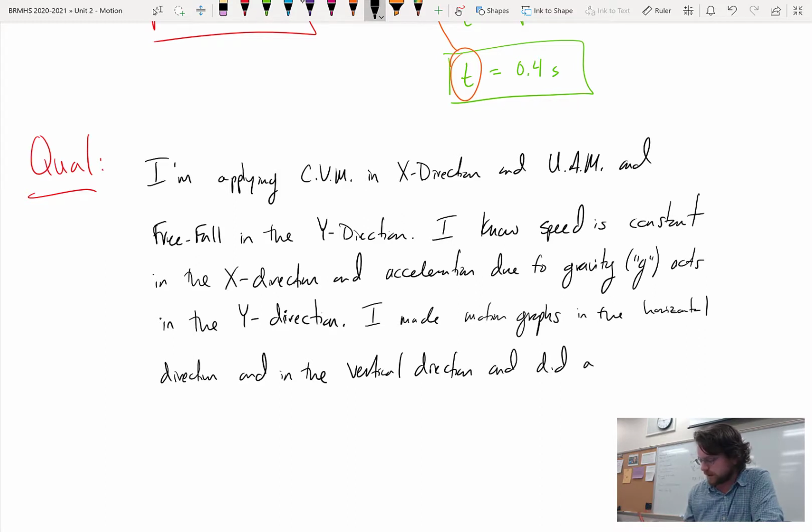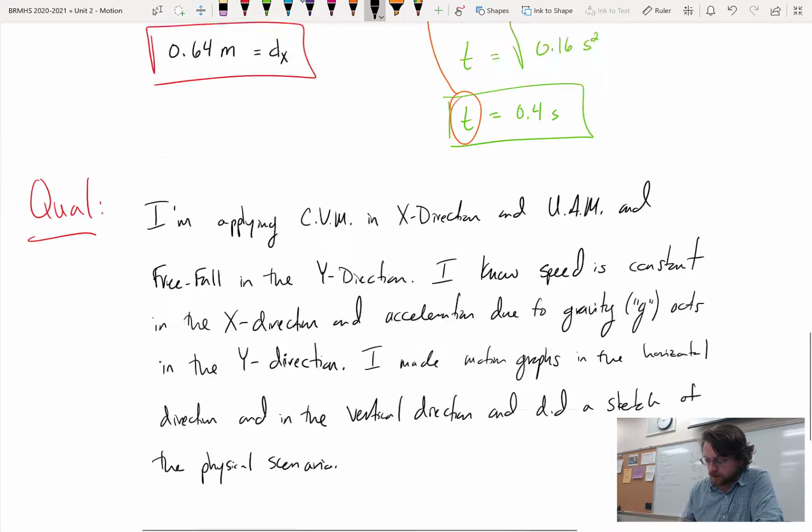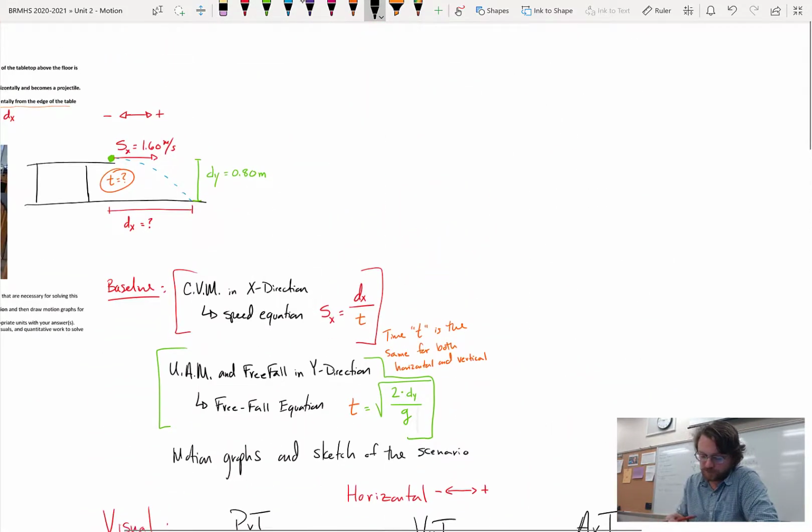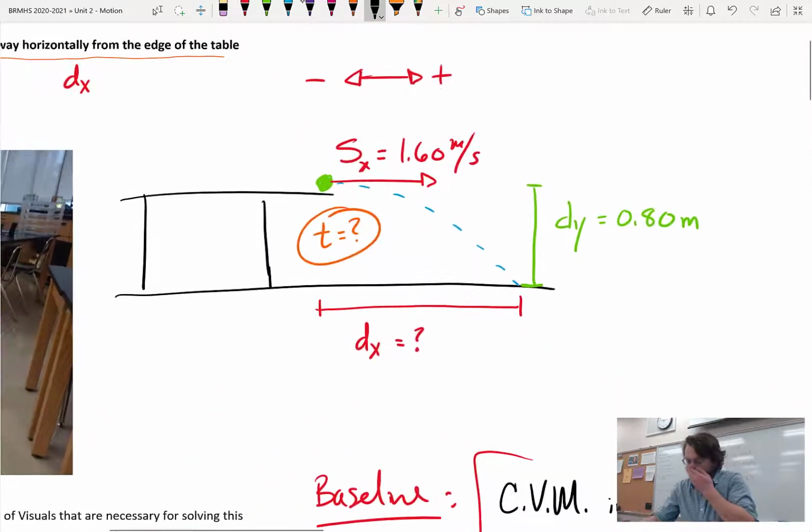And I did a sketch of the physical scenario. So notice that was up there. That helped me map out the things that I know about the physical scenario. It's just a little sketch, and I'm using those brackets or those lengths in red and green to show what I know, what value, 0.8 meters. Is that vertically or horizontally? When I do a little sketch and label it, that helps me keep track of it.